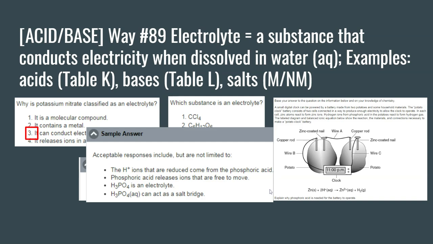which is the very definition of an electrolyte. So remember, any substance that conducts electricity when it's dissolved in water or dissociates into ions is an example of an electrolyte. Anything from Table K, Table L, or any ionic salt is a good example of an electrolyte. So when you're looking at answer choices and asked to define which one of the following is an electrolyte, look for these examples from your reference table.